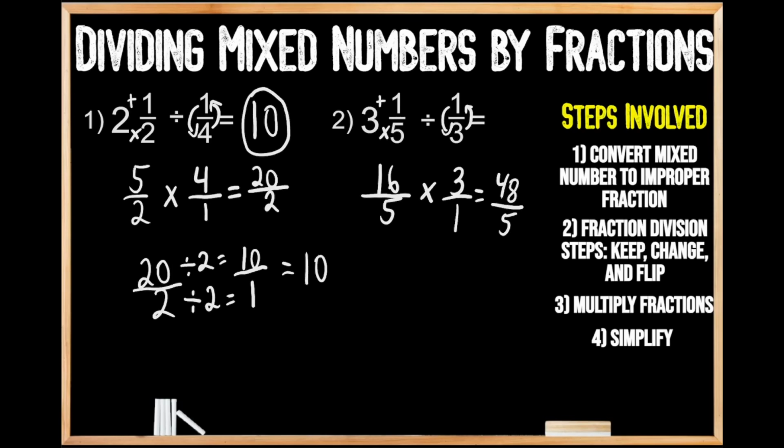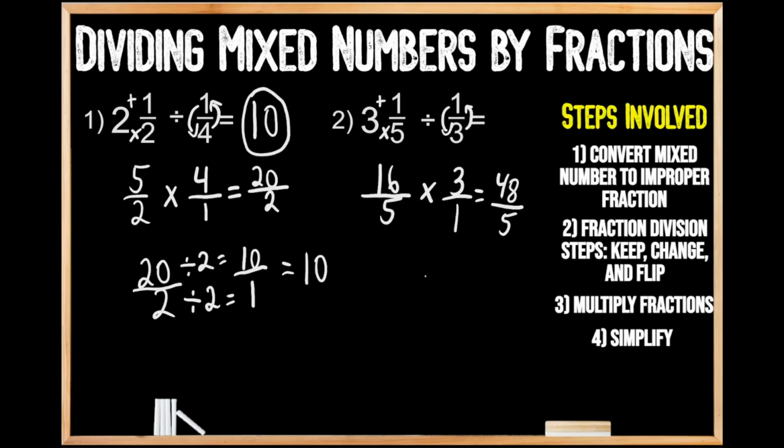And since there's no common multiple between 48 and 5 other than 1, we can't simplify this fraction, but we can't leave this fraction as is because it's currently written as an improper fraction. The value of the numerator is greater than the value of the denominator. So we have to convert this improper fraction into a mixed number for our answer.